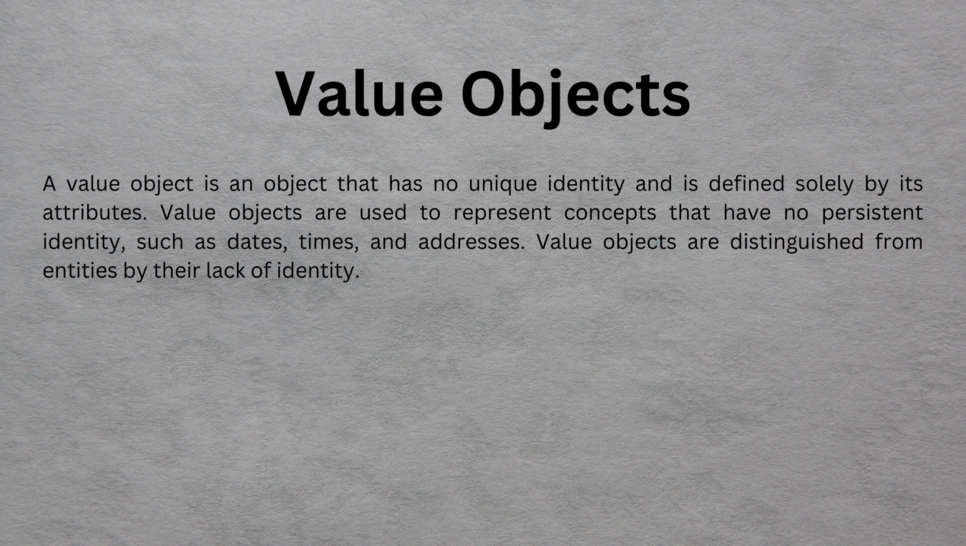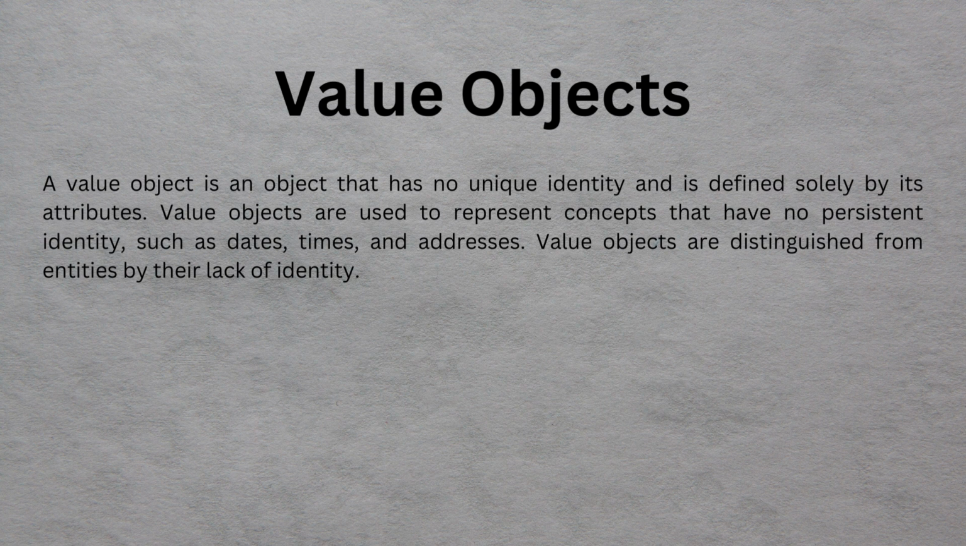Value objects. A value object is an object that has no unique identity and is defined solely by its attributes. Value objects are used to represent concepts that have no persistent identity, such as dates, times, and addresses. Value objects are distinguished from entities by their lack of identity.